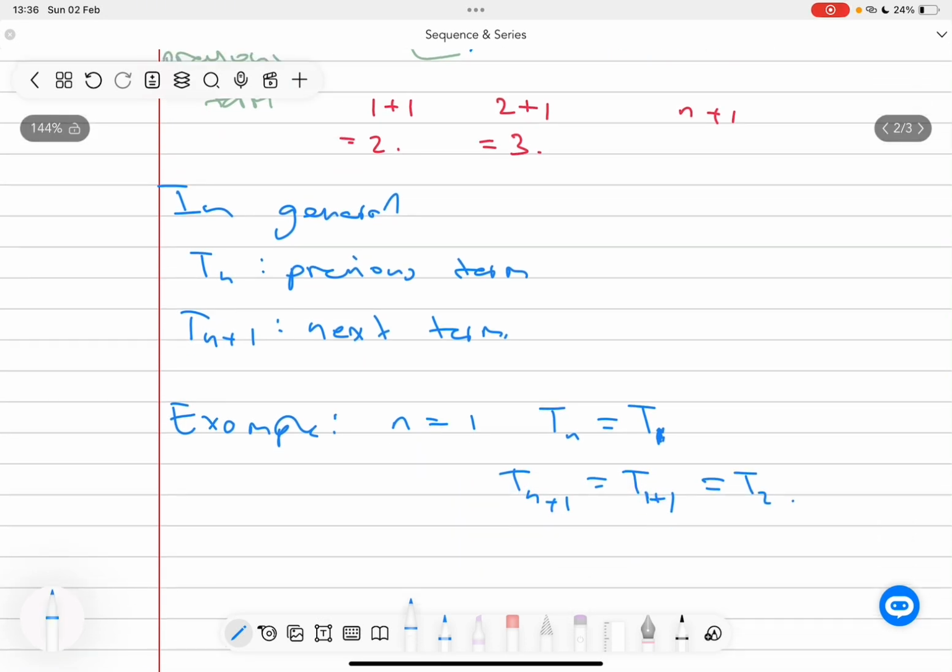Now let's have a look at these two terms. We're saying here we have T1 and here we have T2. It means this is the previous term and this is the next term, because remember, T1 comes before T2.